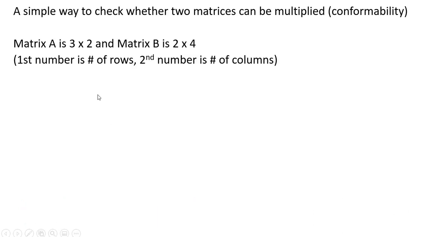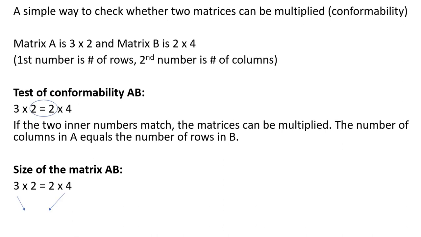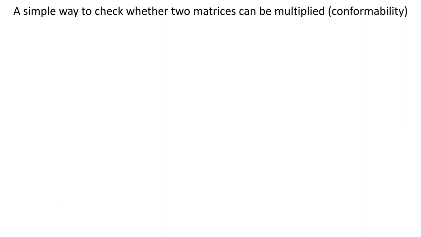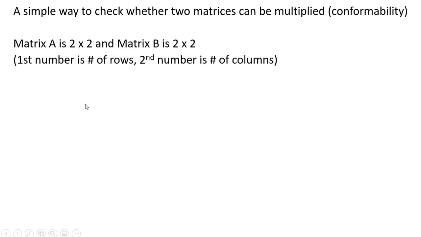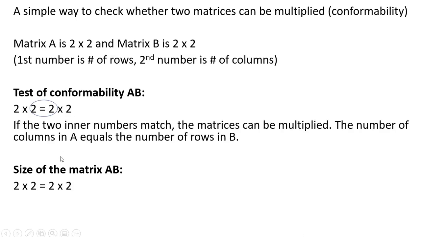Some more examples. A 3 by 2 and a 2 by 4 matrix can be multiplied. The two inner numbers match, and the size of the matrix after multiplication will be 3 by 4. Matrix A and matrix B are both 2 by 2 matrices, and the two inner numbers match, and the size of the matrix after multiplication using the outer numbers will also be 2 by 2.